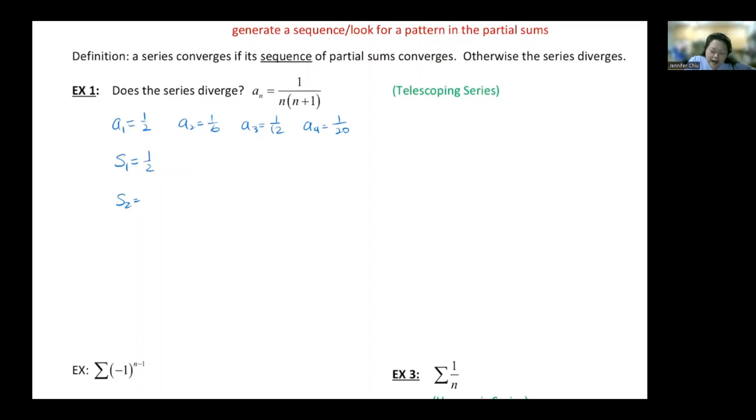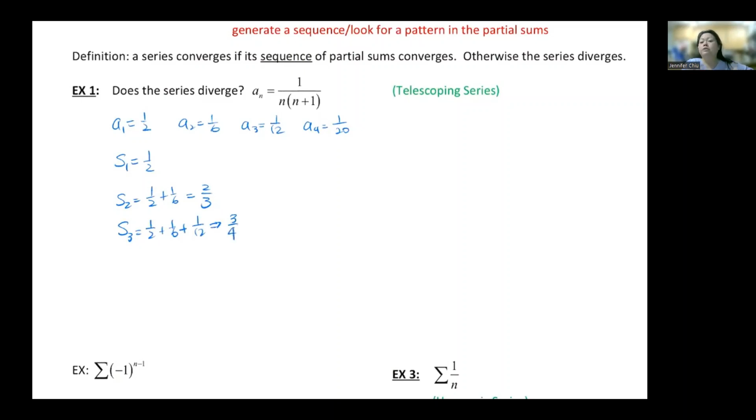Right? Add up the first two numbers. S sub 2 means add up the first two numbers. You get 1/2 plus 1/6, which will get us 4/6, which is really reducing to 2/3. Okay. S sub 3 is 1/2 plus 1/6 plus 1/12. Again, essentially adding 1/12 to the 2/3. And if you reduce your final answer, you get 3/4.